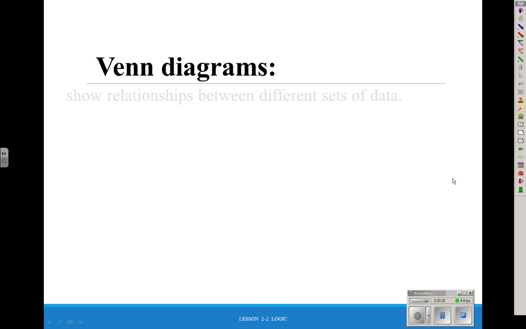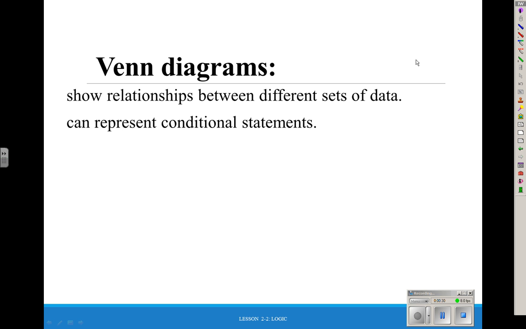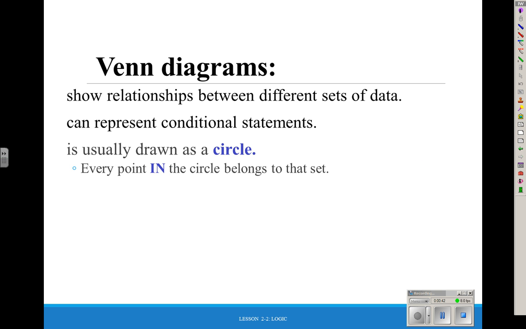So with Venn diagrams, they show relationships between different sets of data. They can represent conditional statements as well. And they're usually drawn as a circle. Every point in the circle belongs to that set, and every point out of the circle does not.